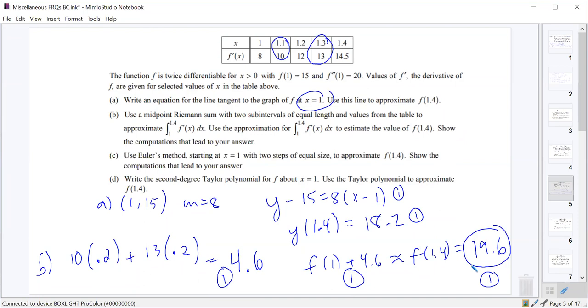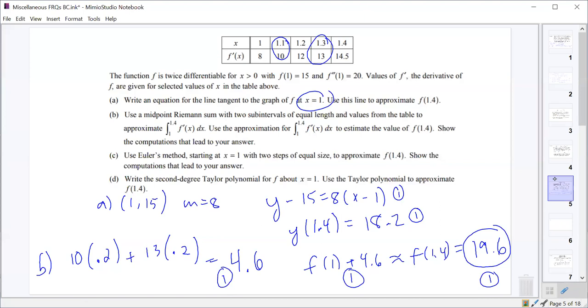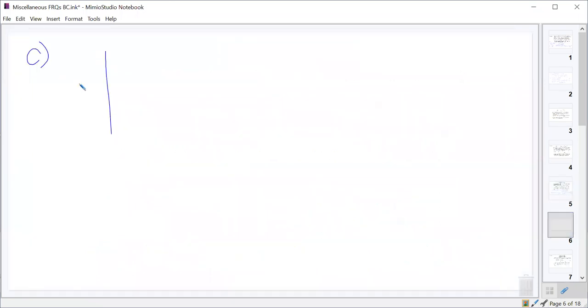Okay. All right, part C asks us to do Euler's method starting at x equals 1, 2 steps of equal size. So Euler's method, we'll make ourselves a little chart here. We know we're starting at 1, 15.